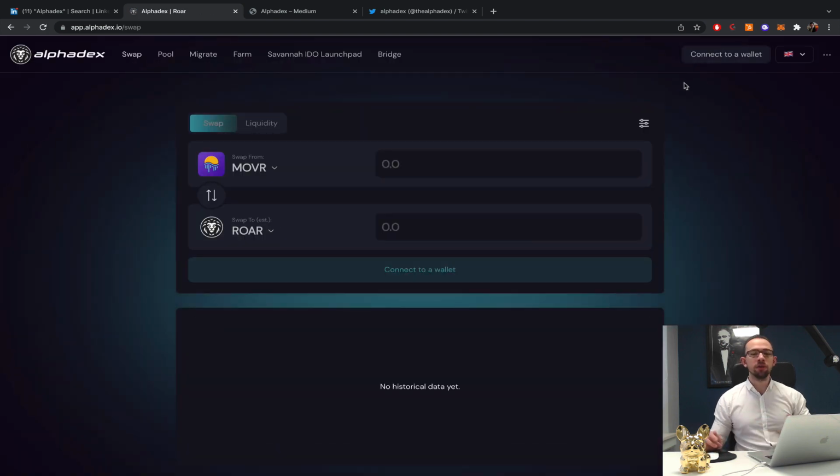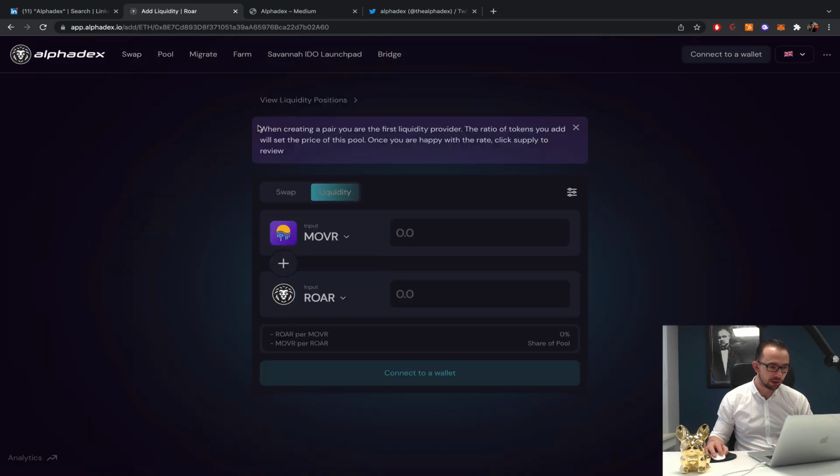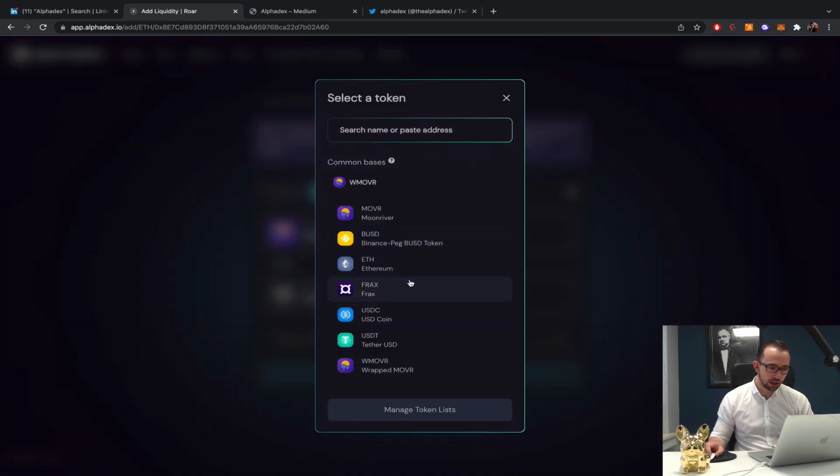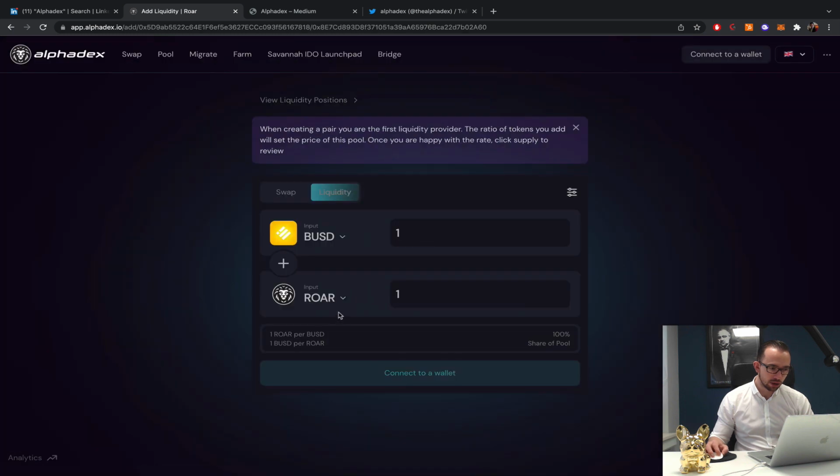What I care about most is that they have a working product, and I would like to see how it works. So can I make some calculations without connecting my wallet? No, not yet. Swap, liquidity. When creating a pair, you are first the liquidity provider. The ratio of tokens you add will set the price of the pool, okay? So if I add one Moonriver, I own 100% of the pool, and I can choose BUSD against ROR. I would own 100% of the pool. All right.